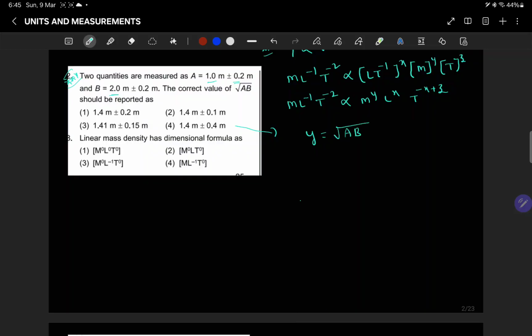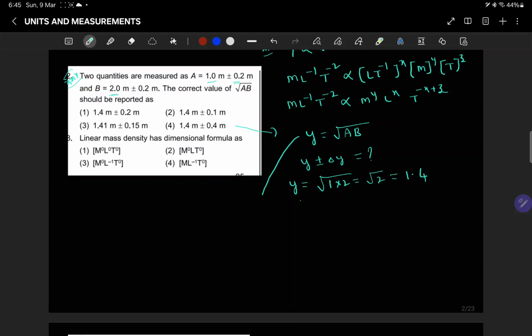Let us consider the resultant physical quantity Y. So now what we are going to calculate is Y plus or minus delta Y. First, Y: how to calculate? Under root of A into B true values. 1 here, 2 here, 1 into 2, that means root 2. Root 2 value you know is 1.414, but all options are given to 1 digit only, 1.4 true value.